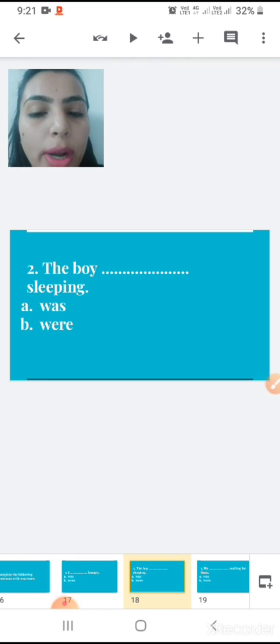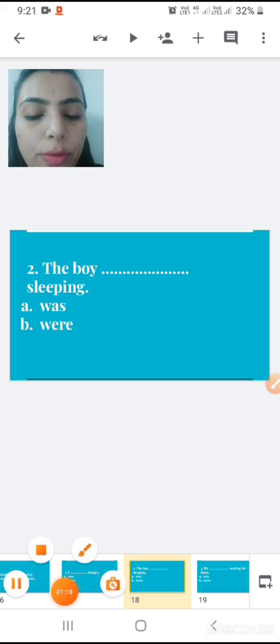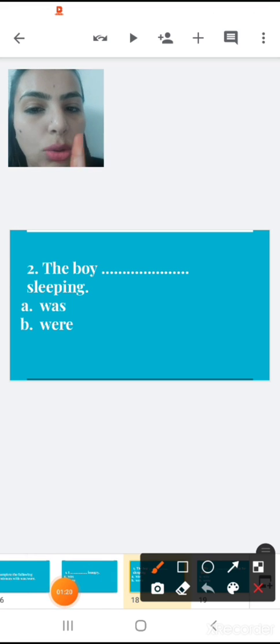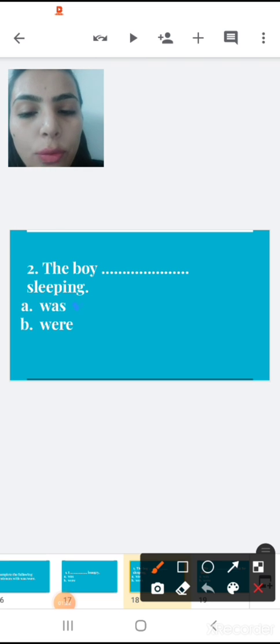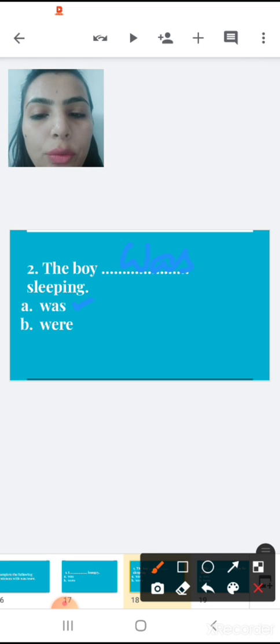Next is: the boy dash sleeping. Again, we are talking about only a single person, that is only one boy. We use "was" with the boy. The boy was sleeping.